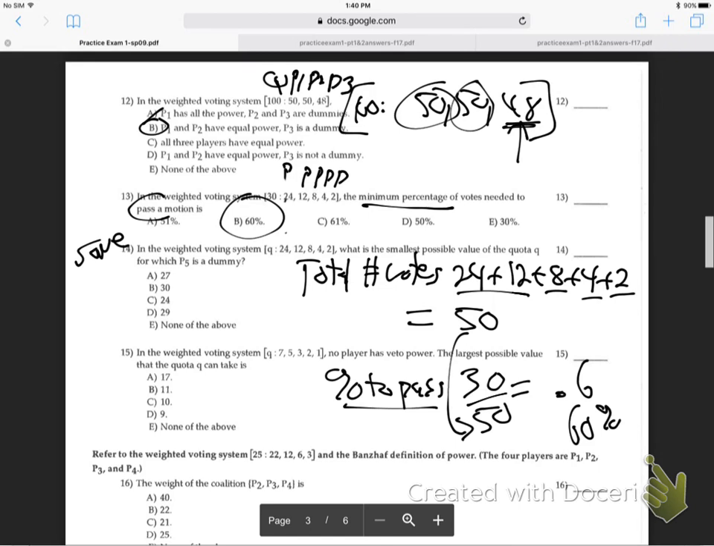Let's go on. 15. The weighted voting system. No player has veto power. See, that's hard. I'm going to save both those. I'll come back if time allows. I'll come back to 14, 15. Those are super hard. How do you know? It's always when they say the largest or the smallest. That means you got to try several different numbers. That can be really tedious. Remember we did one or two of those in the homework? Let's come back to them. Let's move on.